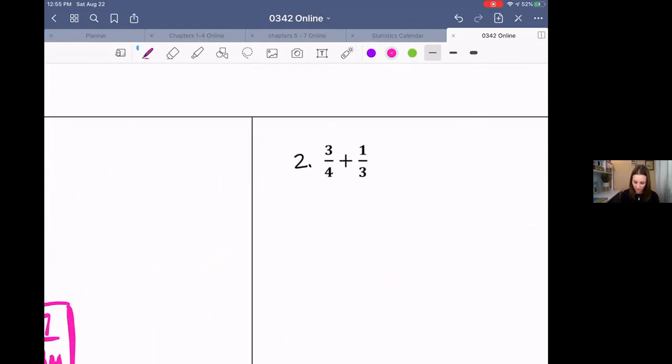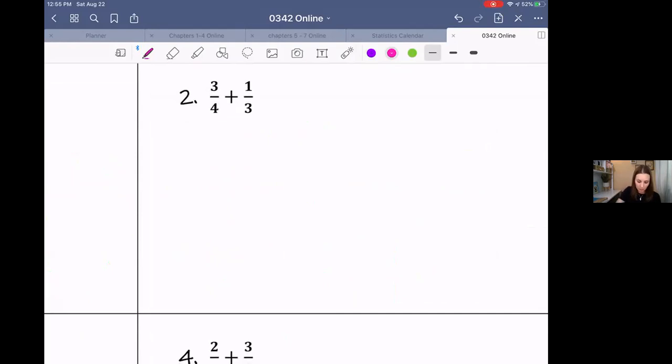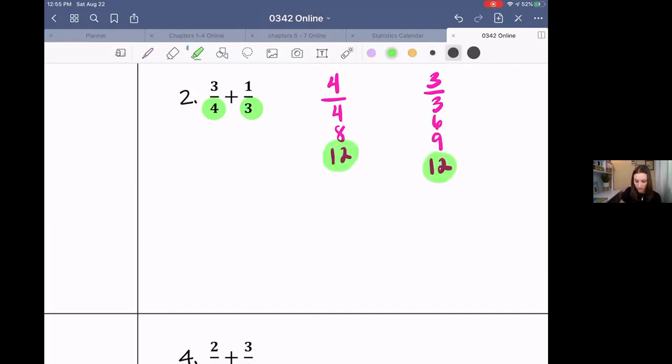Let's look at the second example over here. We have denominators of 4 and 3. So I'm going to look at multiples of 4 and 3. 4 times 1, 4 times 2, 4 times 3. 3 times 1, 3 times 2, 3 times 3, 3 times 4. So essentially, we're going to be multiplying the denominators by each other. So the common multiple is 12.